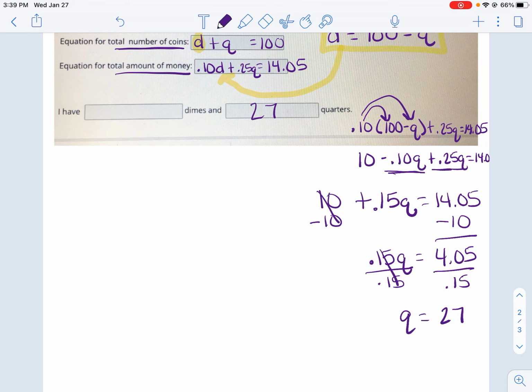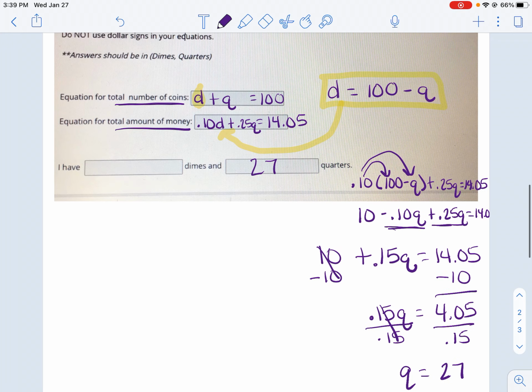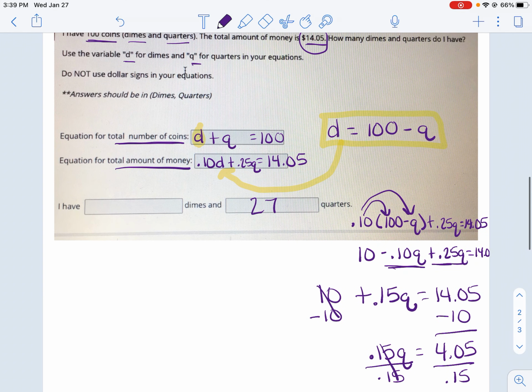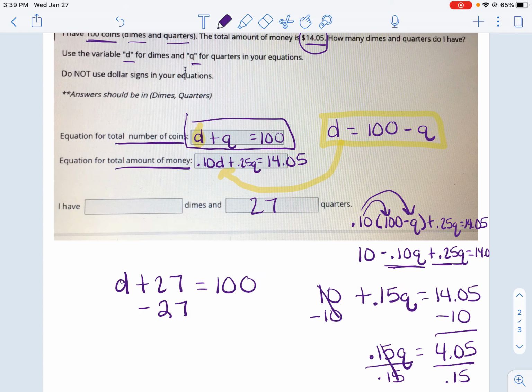So 27 quarters. Well, to find the number of dimes I have, I know I had a total of 100. So I can go back and look in this first equation here, plug in my number of quarters. So I had D plus 27 equals 100. Solve for D. So I know if I take 100 minus 27, I'm going to get 73. So D equals 73. So I have 73 dimes and 27 quarters. And if I add that back up and plug that back into the second equation for my number of dimes and quarters, it'll equal $14.05.